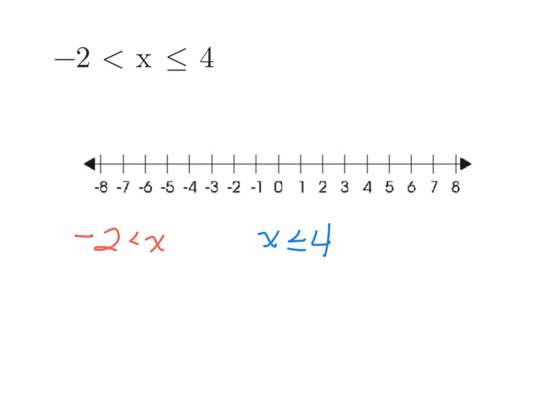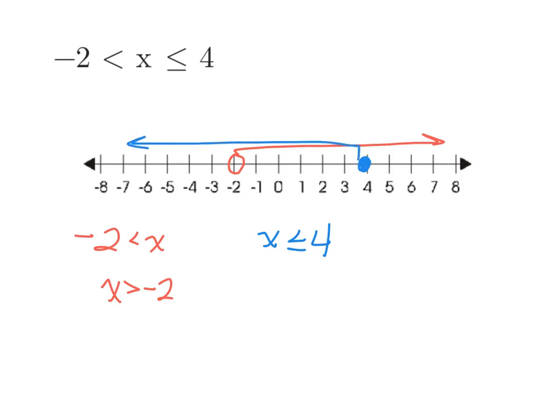If we're looking at -2 is less than x, that means that x is greater than -2. If we were going to graph that, we would use a circle on -2 because it can't equal -2. And all of my values are going to be greater than -2, so bigger, or off to the right. For x is less than or equal to 4, we would use a dot on 4, and all of my x's are going to be less than 4.